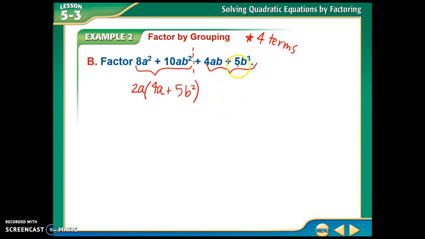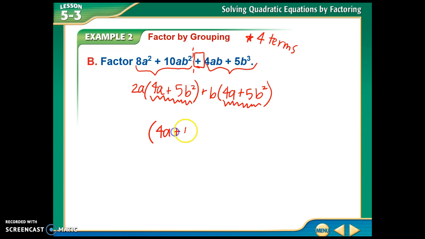Same thing on this side. I've got 4 and 5, so I don't really have a GCF with the numbers, but they both have B's. So my GCF over here is just going to be B to the first power, because that's the smallest exponent. Always keep the sign of what's in front, so it's going to be a positive B. 4AB divided by B is just 4A. 5B cubed divided by B is 5B squared. If you notice, my parentheses are the same. Every time you do grouping, if you're doing it right, you're going to have matching parentheses. That parentheses becomes your first parentheses in factored form.